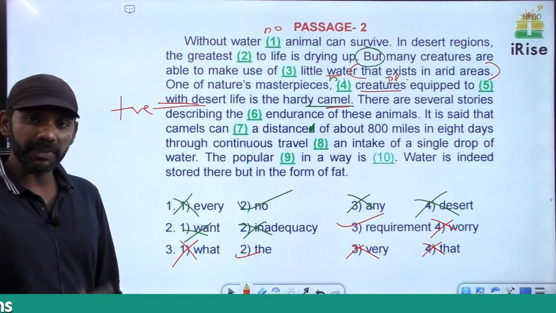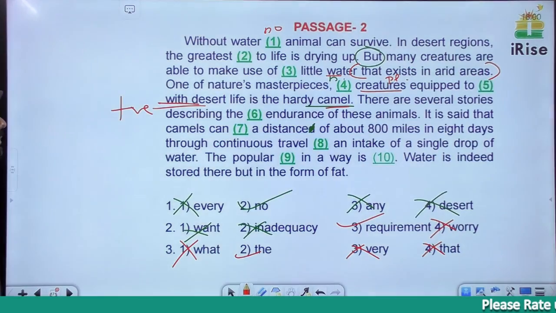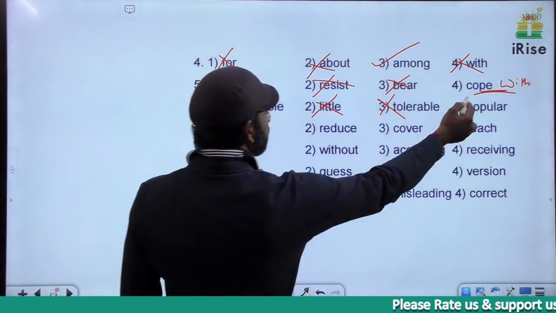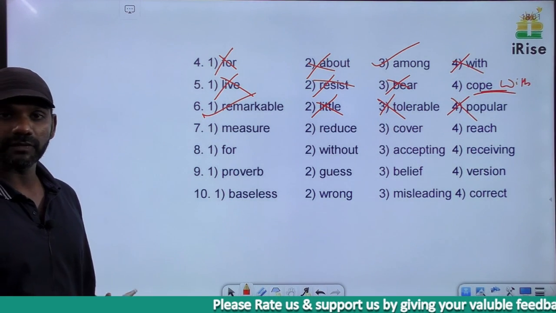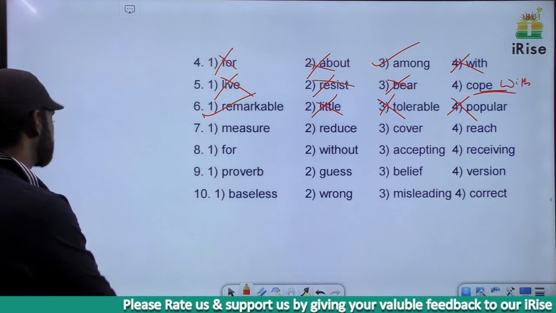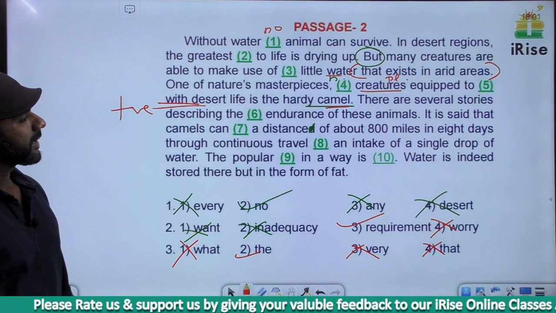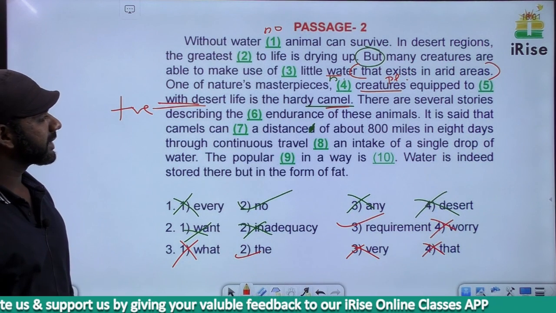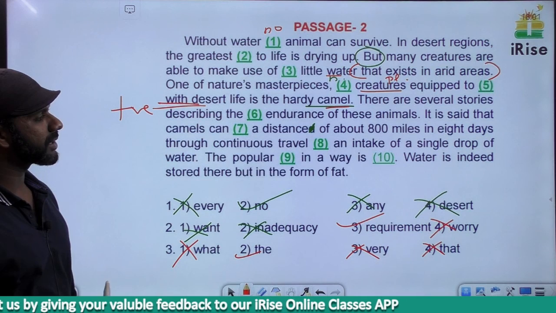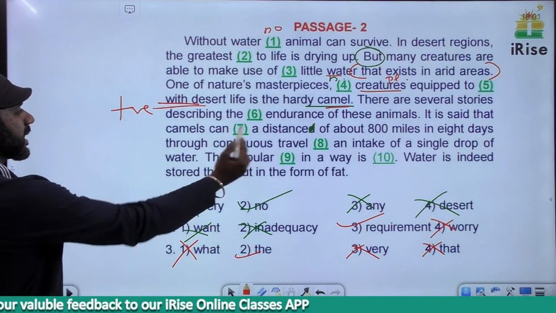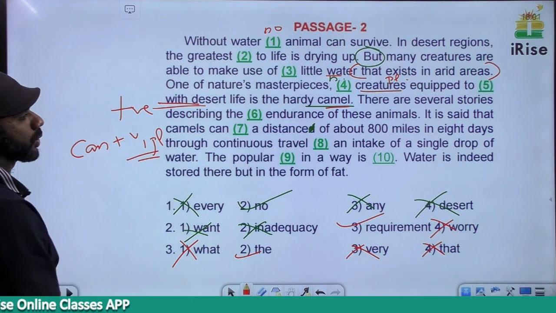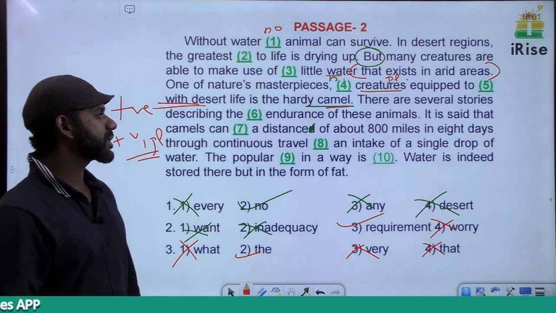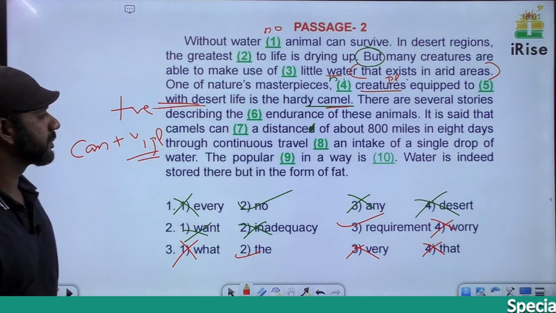The endurance is praiseworthy. That's the meaning. Based on that, option 4 is eliminated. It must be remarkable. Remarkable endurance of these animals. Come to next statement. It is said that camels can dash a distance of about 800 miles. Can dash, it is always can plus V1 plural. Camels can dash a distance of about 800 miles.